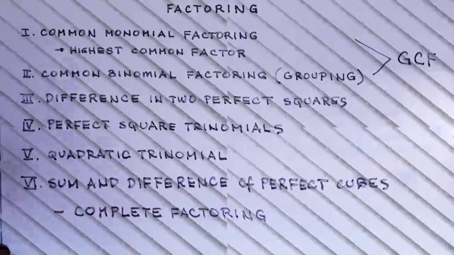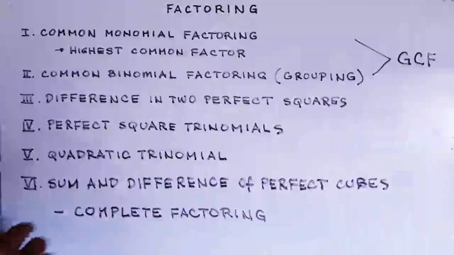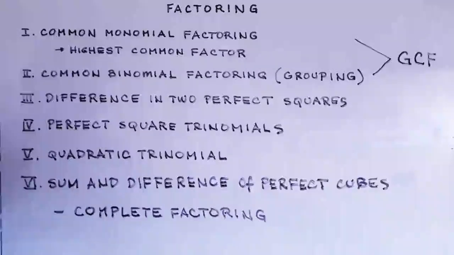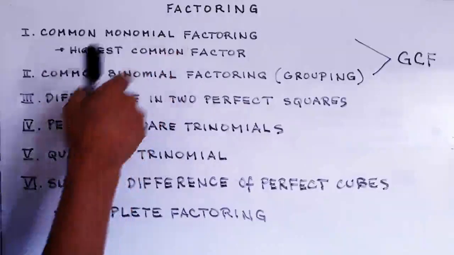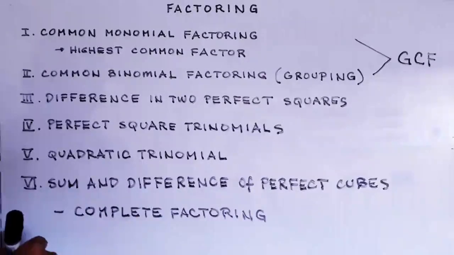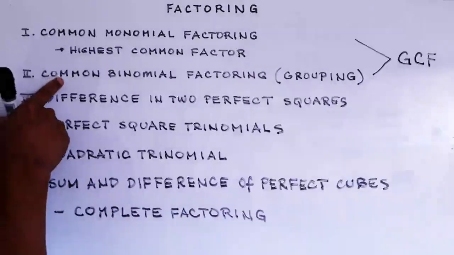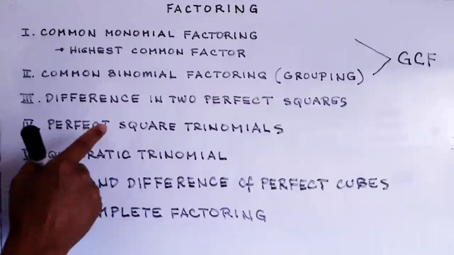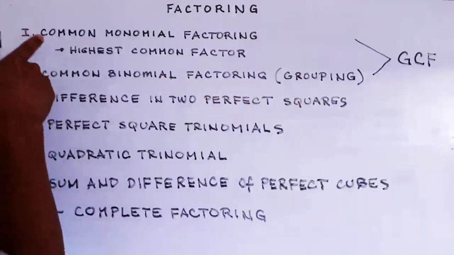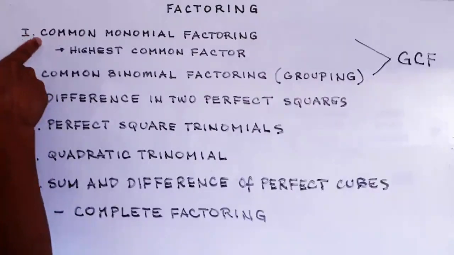Friends, today we are going to study about factoring. Now, in factoring class, we have so many types, but the first one is the common monomial factoring. The second one, which is the common binomial factoring, is not commonly used. This one is the most commonly used factoring.